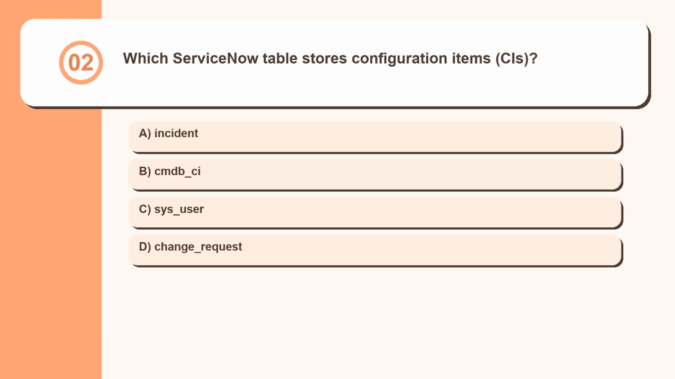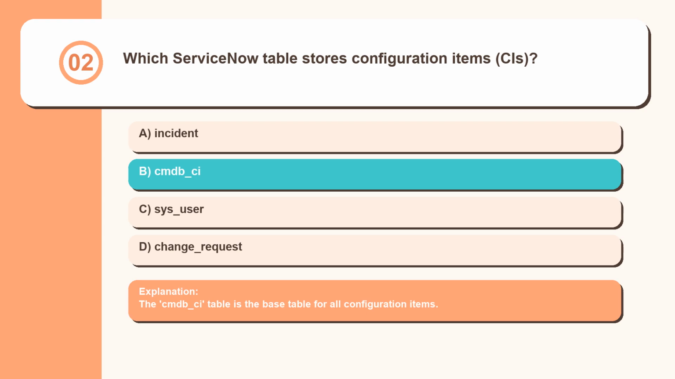Question 2. Which ServiceNow table stores configuration items, CIs? incident, cmdb_ci, cis_user, change_request. The cmdb_ci table is the base table for all configuration items.